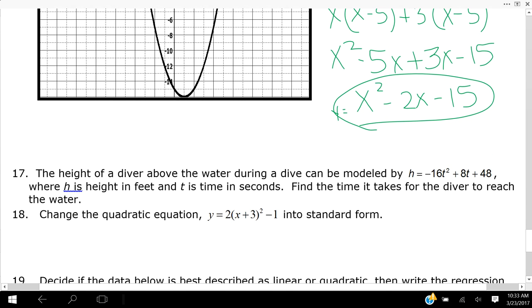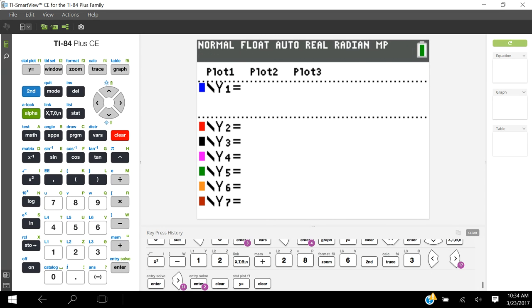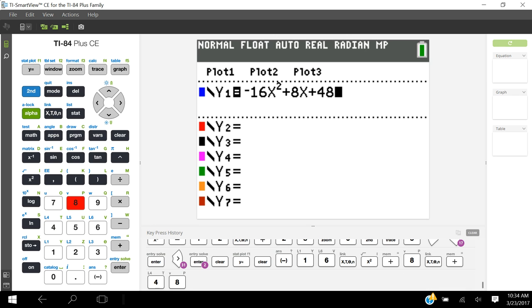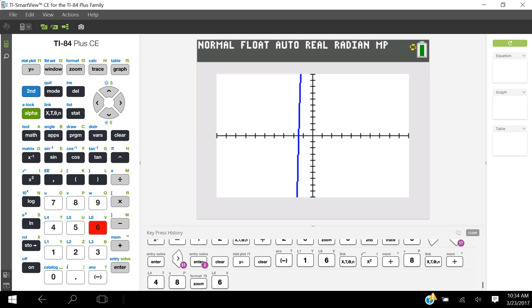Okay, 17. Put it in the calculator. When it hits the water, that's going to be a root. My chair is squeaking. It's kind of bugging me. Okay, we're going to put in negative 16x squared plus 8t plus 8x plus 48. Zoom 6. Actually, I don't need a zoom 6 because I'm looking for this point right there where it crosses.